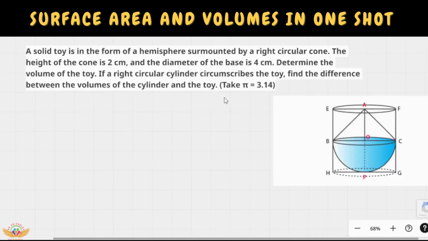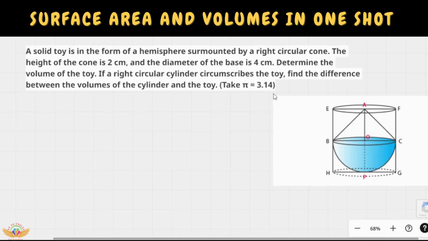A solid toy is in the form of a hemisphere surmounted by a right circular cone. The height of the cone they have given us is 2 centimeters, and the diameter of the base is 4. We need to determine the volume of the toy. And if a right circular cylinder circumscribes the toy, find the difference between the volumes of the cylinder and the toy.